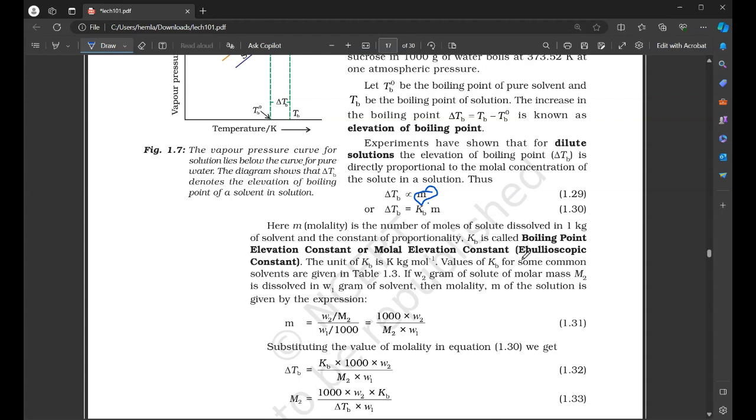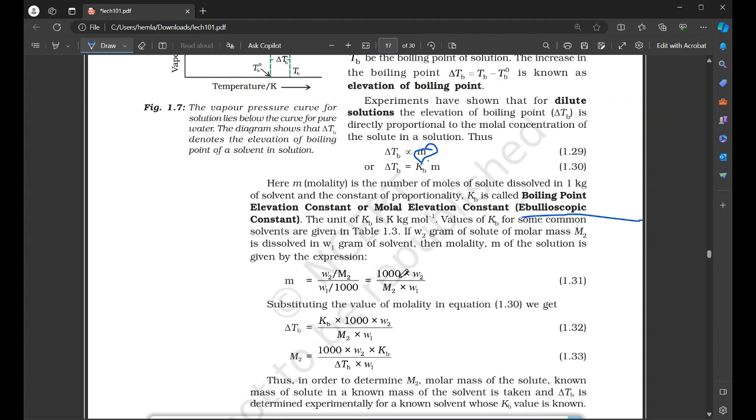Now, I'm not going to pronounce this, but you can: ebullioscopic constant. The unit of Kb is kg per mole. Values of Kb for some common solvents are given in Table 1.3.